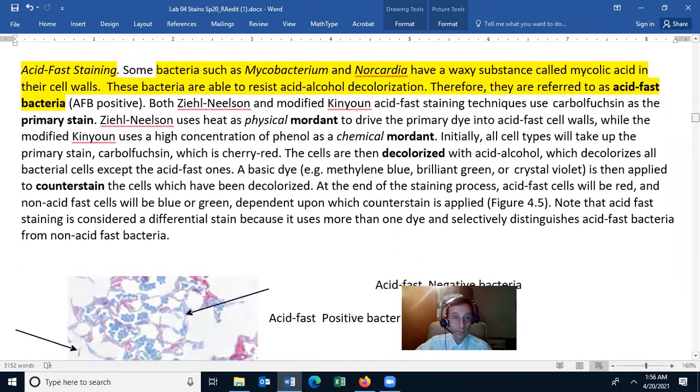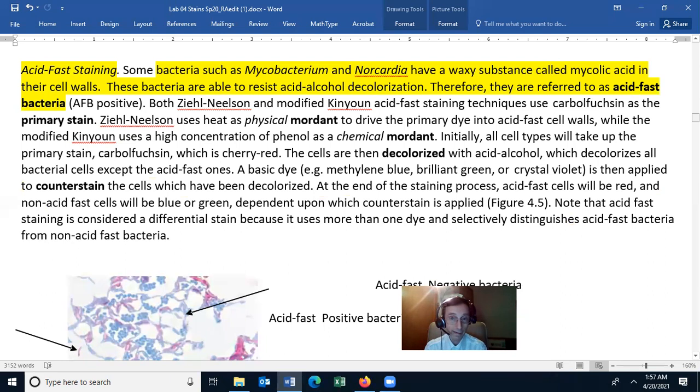Let's move on to another differential stain. That is the acid-fast stain. Some bacteria, particularly Mycobacterium and Nocardia, have a waxy substance that we call mycolic acid in their cell wall. These bacteria are able to resist acid-alcohol decolorization, and we therefore refer to them as acid-fast bacteria.